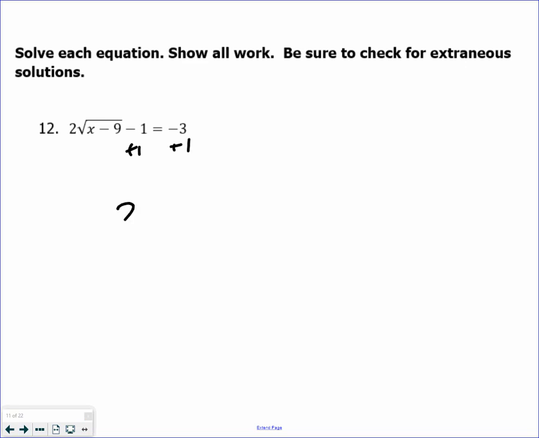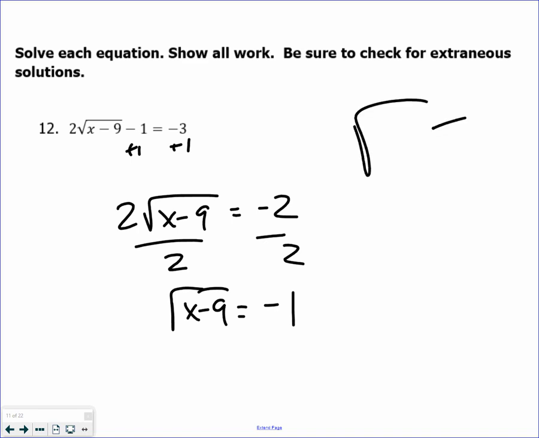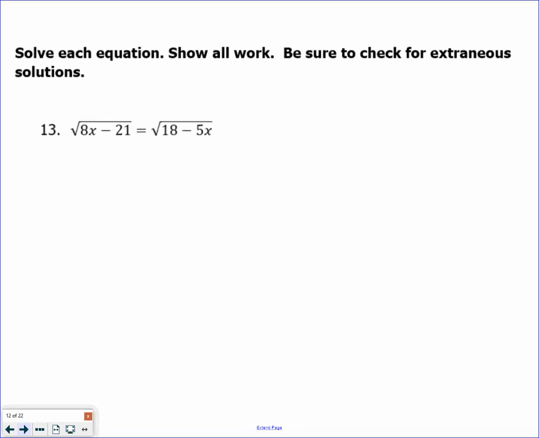Opposite operation. So I isolate the radical. And now we got an issue. The square root of x minus 9 equals -1. You cannot have any square root equal a negative. This is a no-no. So this situation right here in which you got the square root equaling a negative causes a no solution. So you cannot have a radical equaling a negative. So as soon as I saw that, I knew, hey, that's not possible. That's going to be no solution.